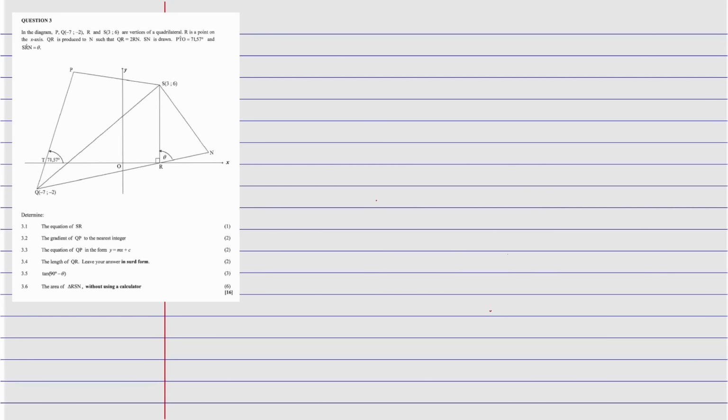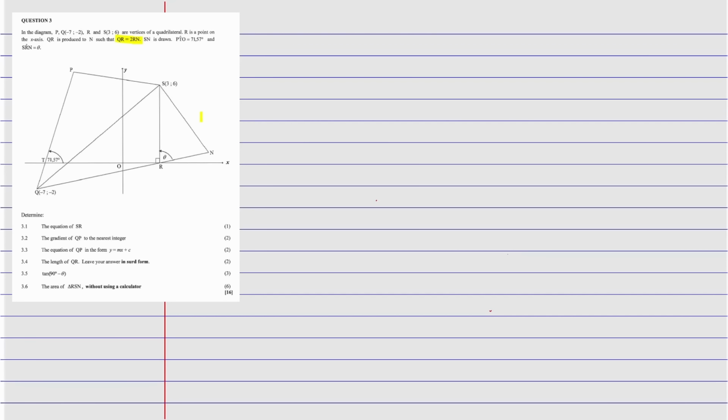So we have question 3. It says, in the diagram, PQR is a vertex of a quadrilateral, right? So there are points on the quadrilateral, and they say that point R is on the x-axis. So we see that point R is on the x-axis, meaning the coordinate is going to be some x value and 0, right? And it tells us that QR is produced to N, meaning QR extends to N, such that they tell us this important information. Let's highlight it: QR is equal to 2 of RN.